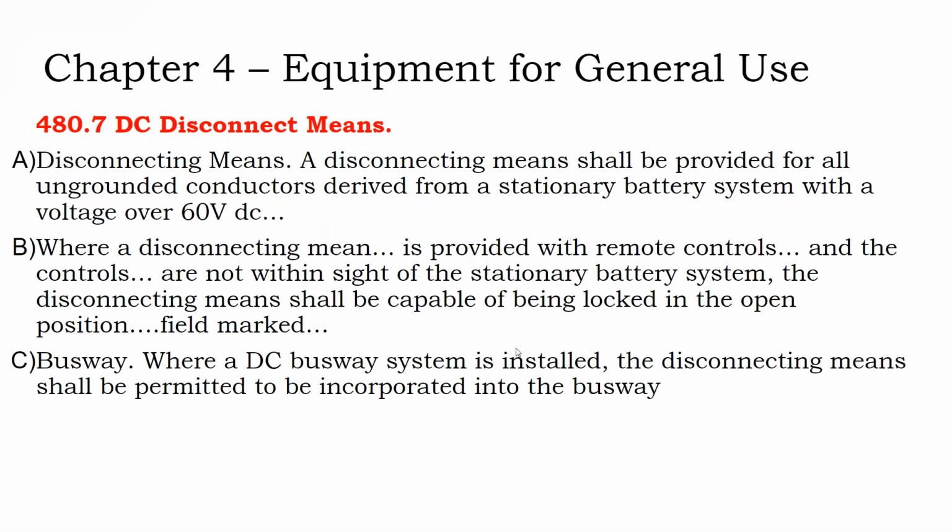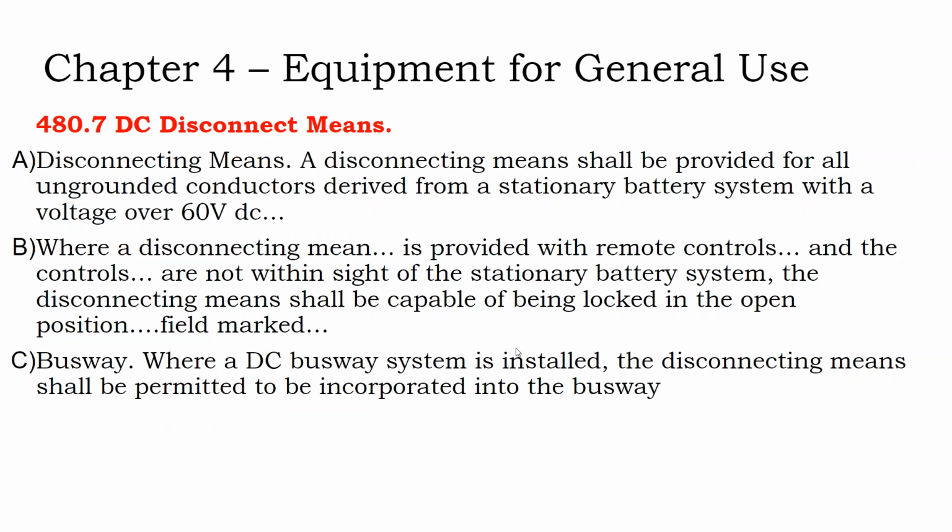Let's talk about battery disconnects. All ungrounded conductors over 60 volts need to have a disconnect on both sides. So you may have a battery bank that just has a positive or a negative disconnect for under 48 volts. Both sides need to disconnect for over 60 volts.